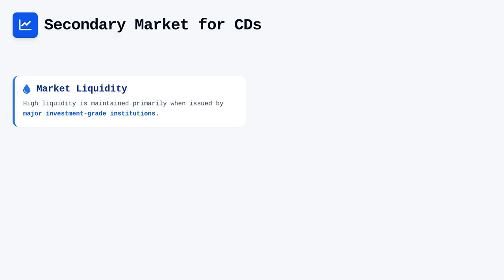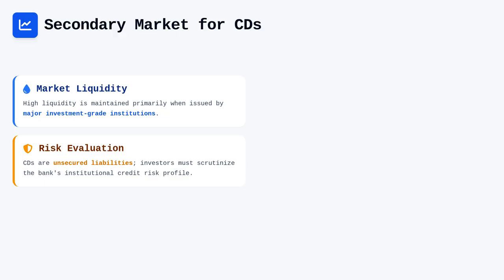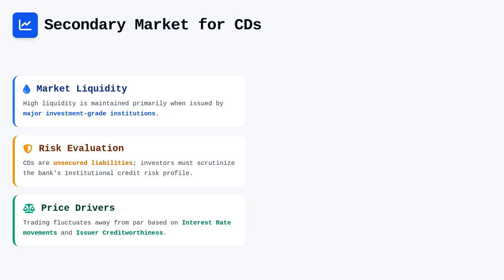The secondary market for CDs is characterized by high liquidity, provided the issuing bank is a major investment-grade institution. Investors evaluate these assets by scrutinizing the institutional credit risk profile, as the CD is an unsecured liability of the bank. When trading occurs between the primary issuance and maturity, the price is not necessarily par. It fluctuates based on movements in short-term interest rates and changes in the perceived creditworthiness of the issuer.